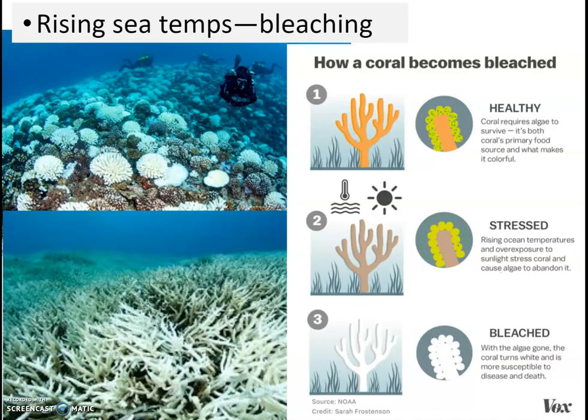And then we also have rising sea temperatures. Rising sea temperatures allow the coral to become bleached. A healthy coral requires algae to survive. It's both the coral's primary food and what makes it colorful. Rising ocean temperatures and overexposure to sunlight stress coral and cause algae to abandon it. When the algae is gone, the coral turns white and it's more susceptible to disease and death.